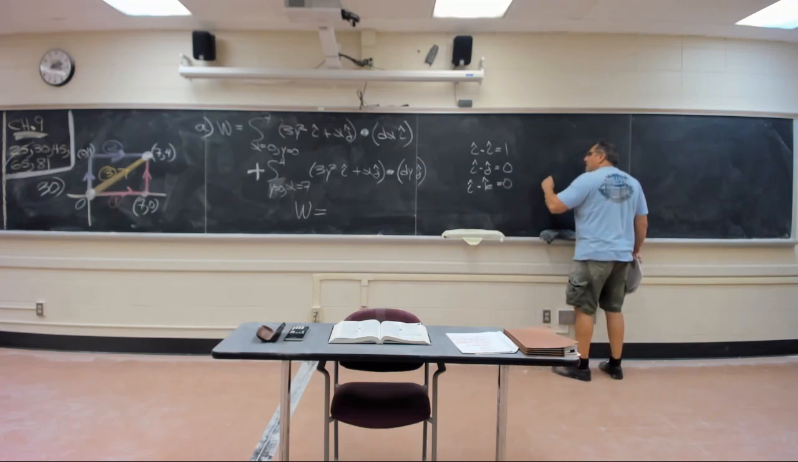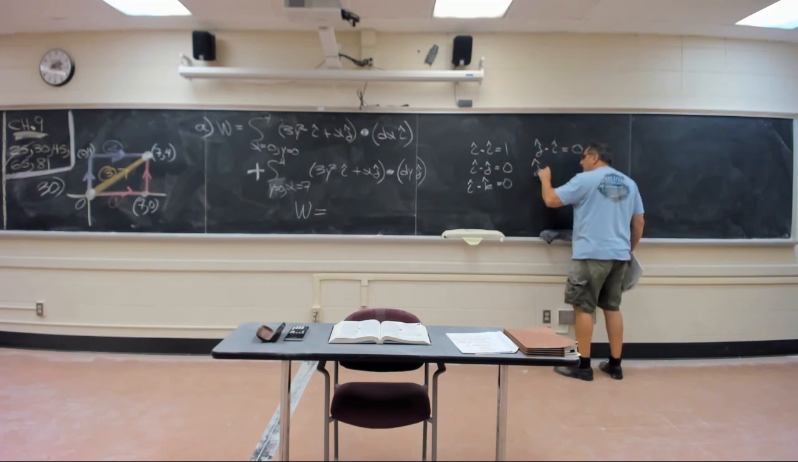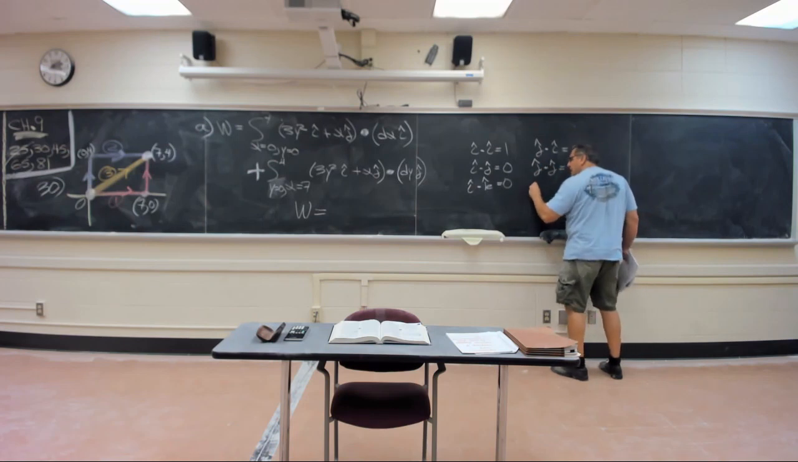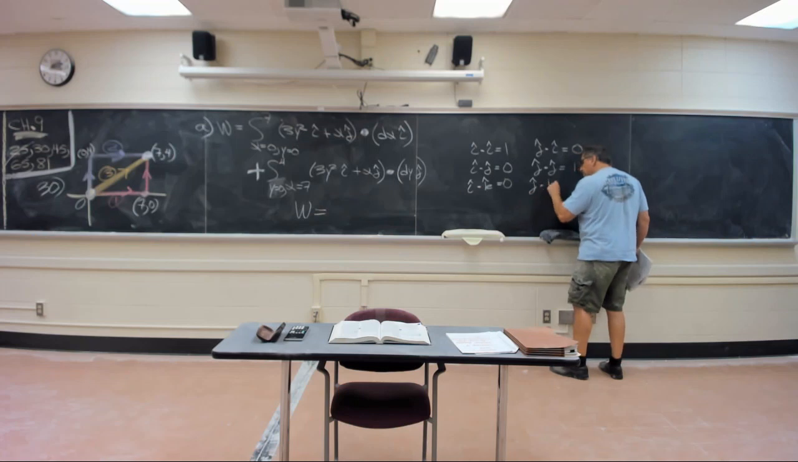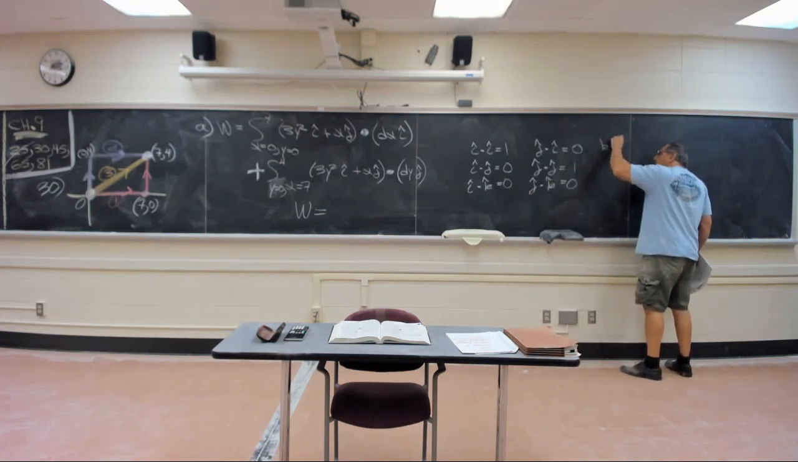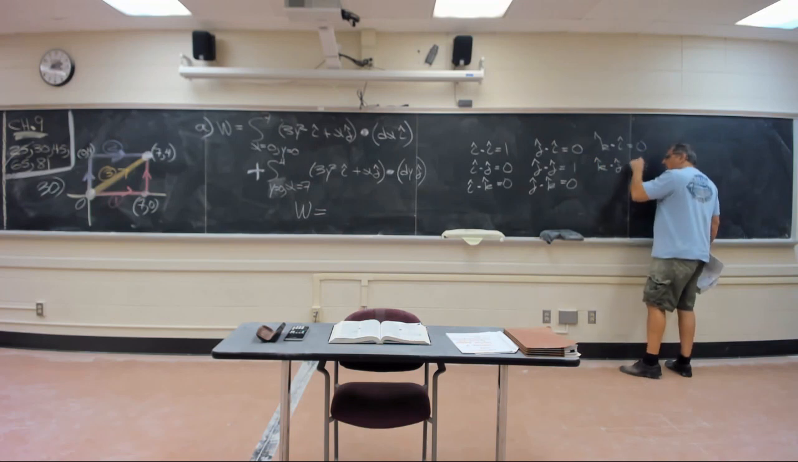When they're the same, you get 1. When they're different, you get 0. Otherwise, you get 0.